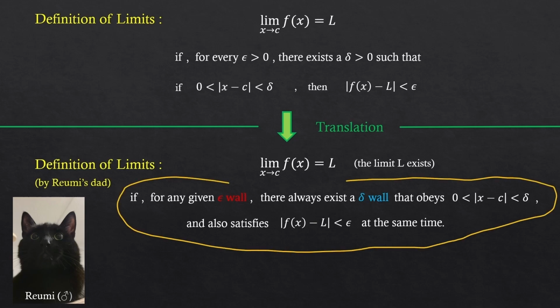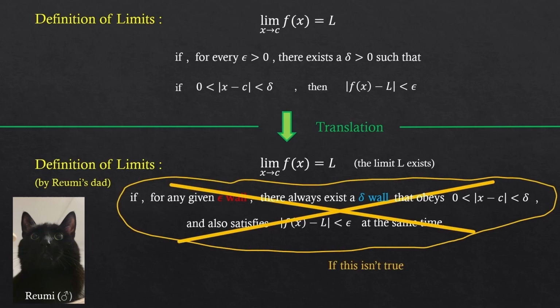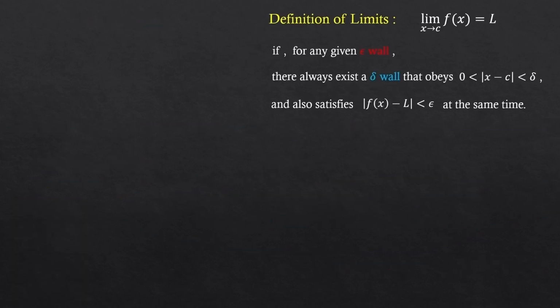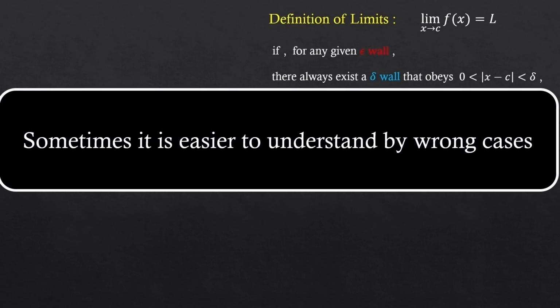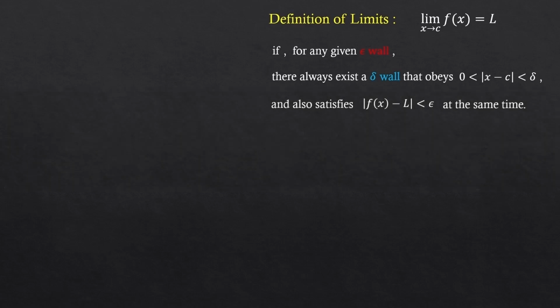So, if this isn't true, then what should happen? The limit should not be L, the limit should not exist, DNE. That's what it is, alright? If that statement isn't true, the limit shouldn't be L. Alright, I'm gonna tell you something. Sometimes it's easier to understand mathematical theorems by wrong cases. I mean wrong examples. So let's think about a wrong case.